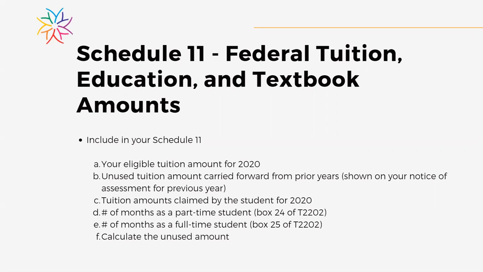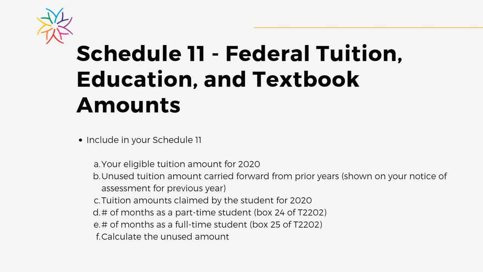How much you are claiming depends on your taxable income. Remember, the tuition credit is a non-refundable tax credit. There is no refund if you claim more than your tax owed. You also need to file the number of months as a part-time and full-time student in the year, which you will find on boxes 24 and 25 of the T2202.